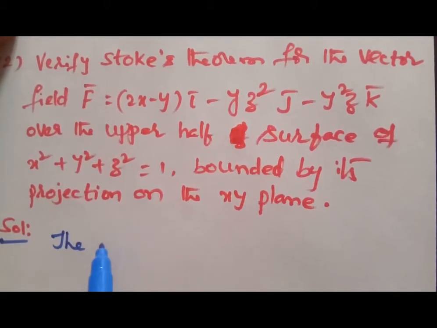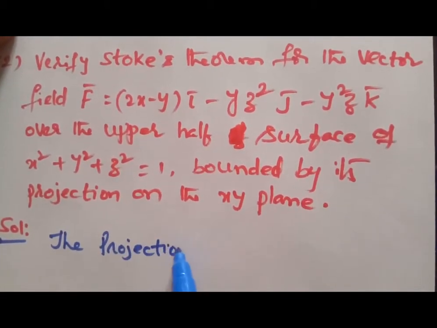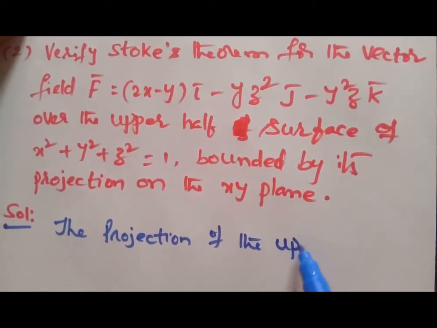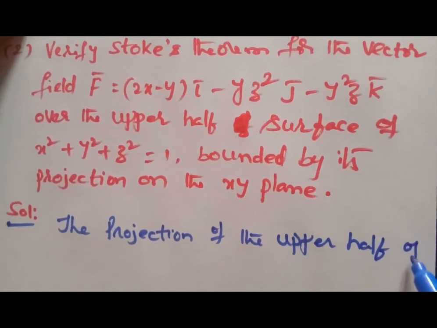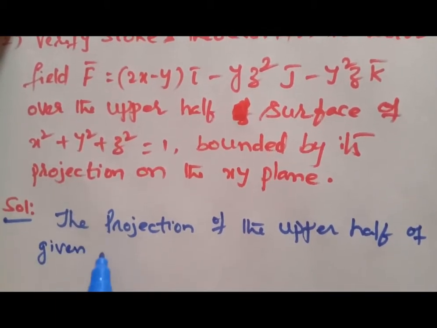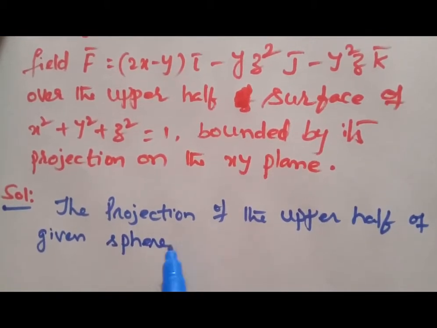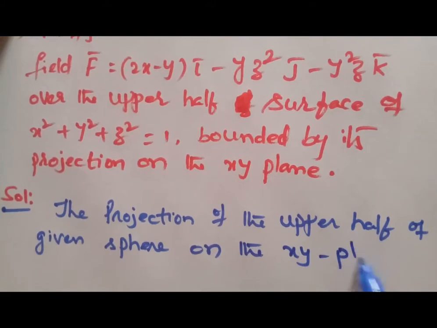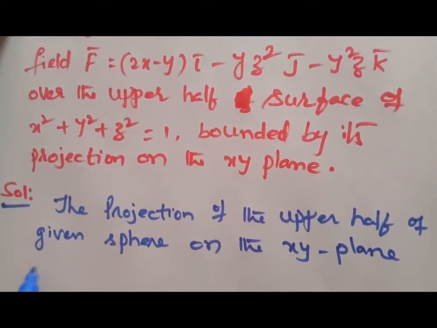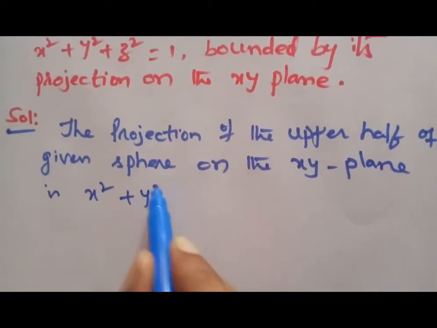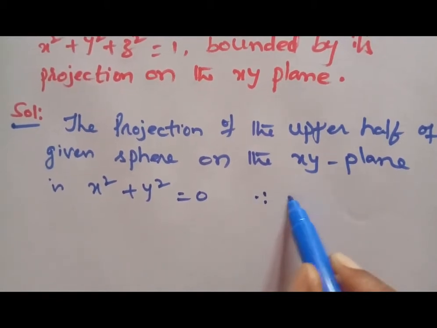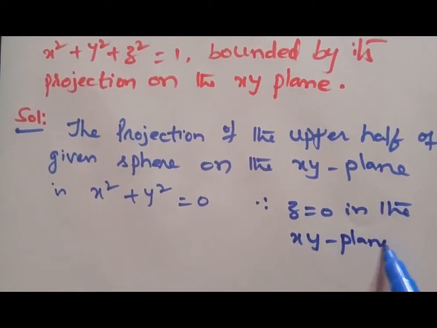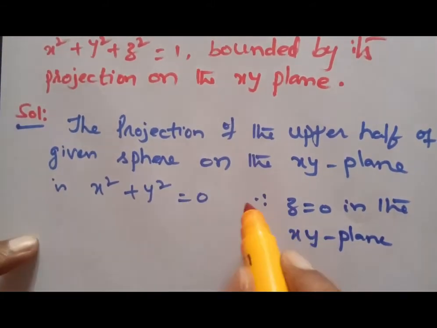The projection of the upper half of the given sphere on the xy plane is x square plus y square equal to 0, since z equal to 0 in the xy plane.